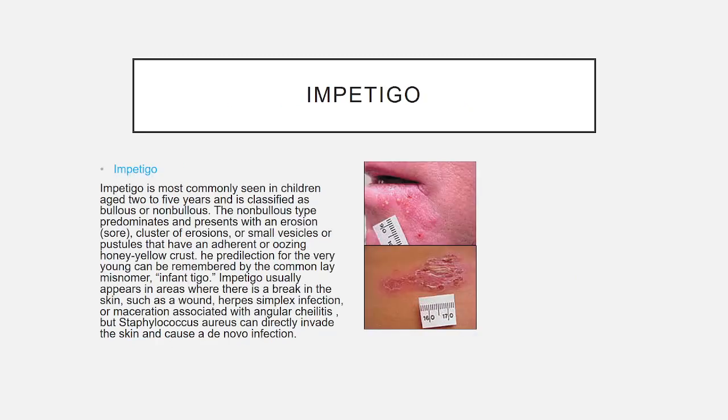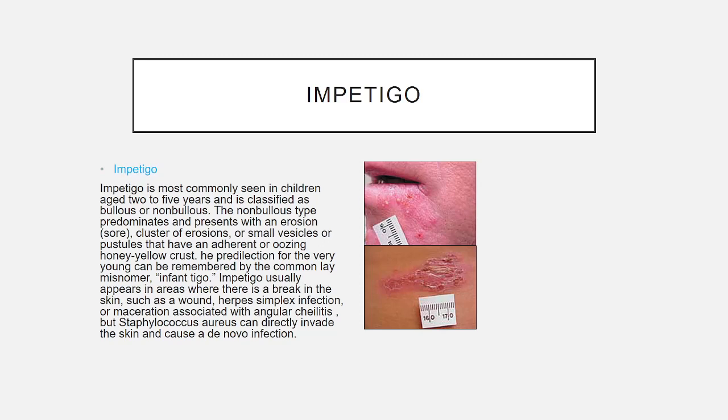Impetigo. Impetigo is most commonly seen in children aged 2 to 5 years and is classified as bullous or non-bullous. The non-bullous type predominates and presents with an erosion or sore, cluster of erosions, or small vesicles or pustules that have an adherent or oozing honey-yellow crust.